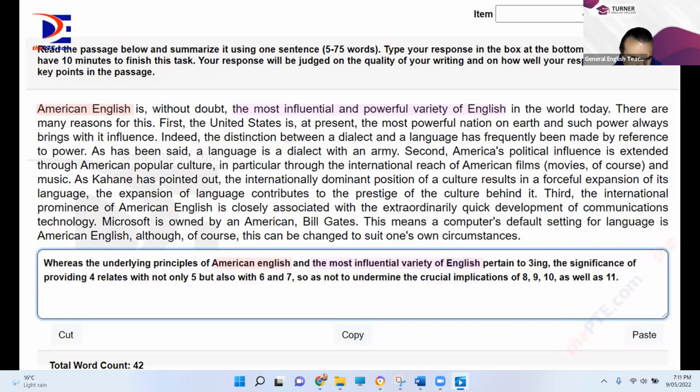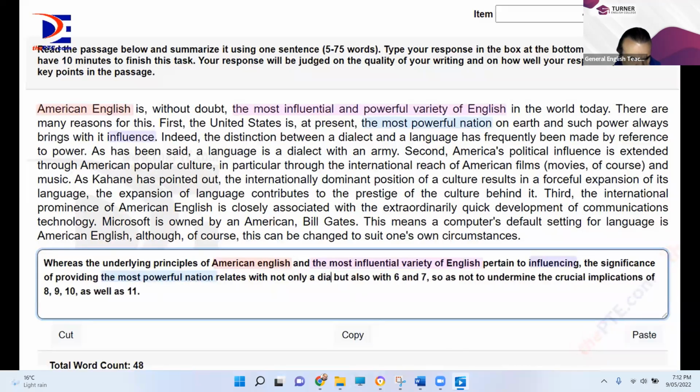For blank number 3, as you are all aware by now, we use a main verb in gerund, and the word influence is a common theme here, so I use it in ing form, influencing, in blank number 3. In blank number 4, I throw in the most powerful nation, and in blank 5, I use a dialect with an army.